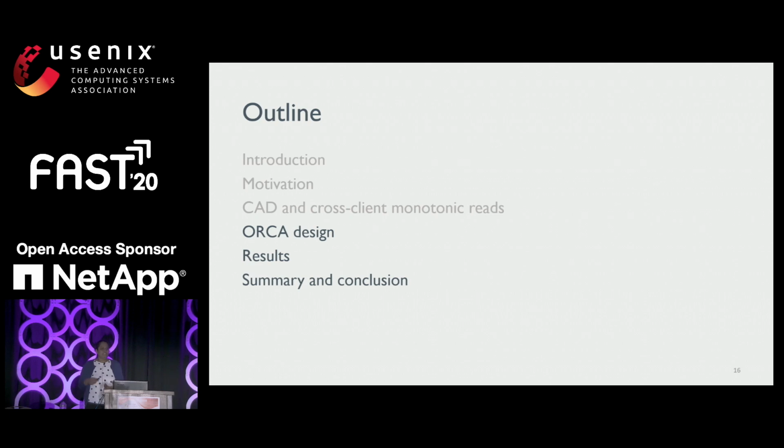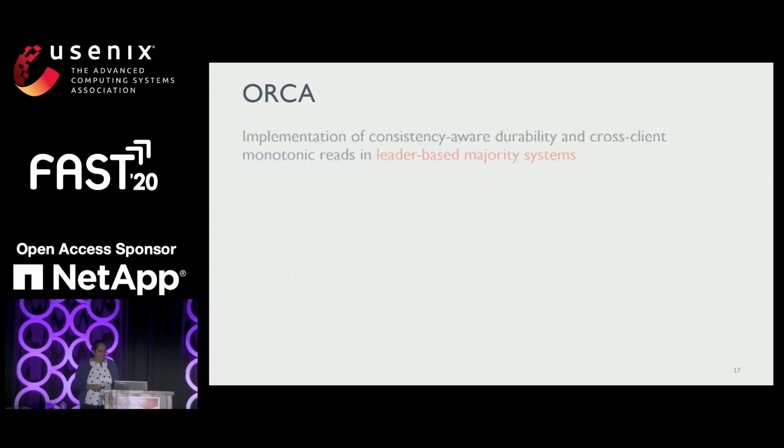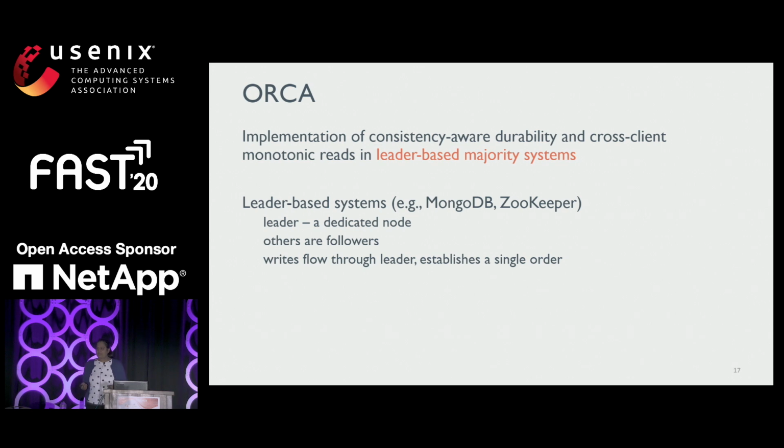So these were the key ideas in the paper. Now I'll talk about how we implement these ideas in a real system. So we implement these ideas in leader-based majority systems. In a leader-based system, we have a single dedicated node that's called a leader. And then all the other nodes are called followers. All the updates flow through the leader, and then the leader establishes a single order for all the updates in the system. In a majority-based system, a data item is considered safe and durable if it has at least reached the disks on a majority of nodes.